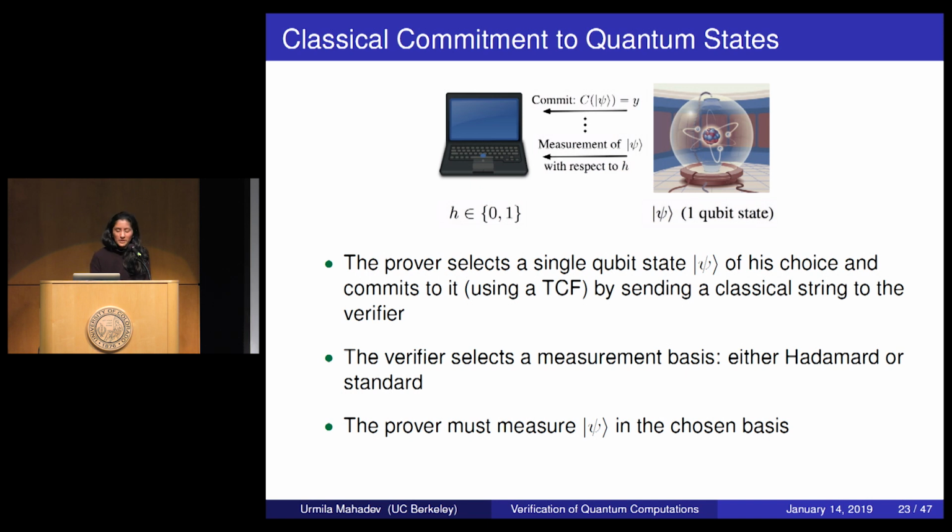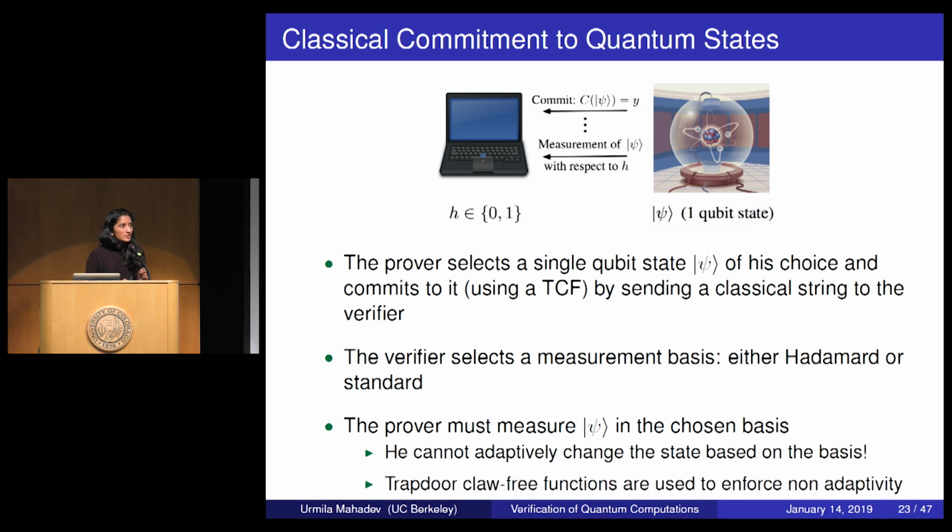So what does this protocol mean? What it's saying is that once the prover commits to his state, he has no power to change the state. Even once he learns the verifier's basis choice, he cannot change his committed state. So the purpose of this commitment protocol is to enforce non-adaptivity on the part of the prover. And more specifically, what I'll show is that as long as the prover cannot break the trapdoor claw-free function, his hands are cryptographically tied to the state that he committed to. So he has no power to change it.